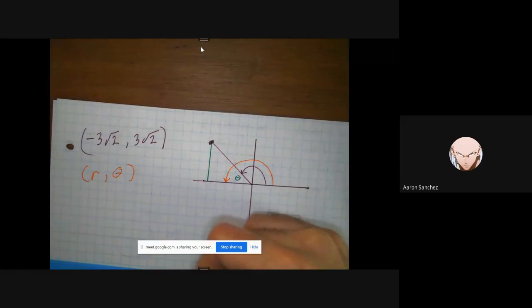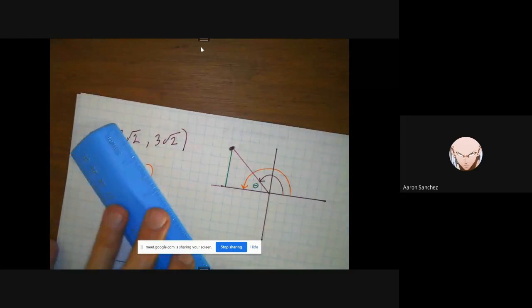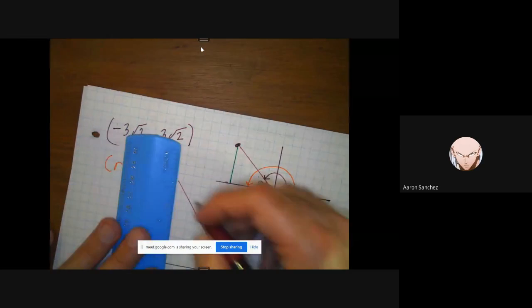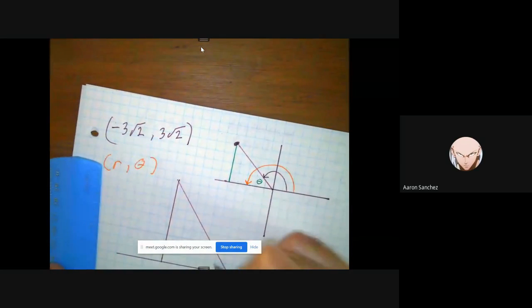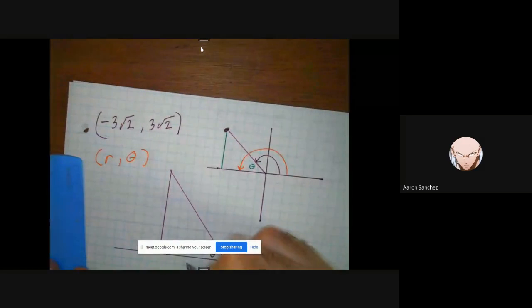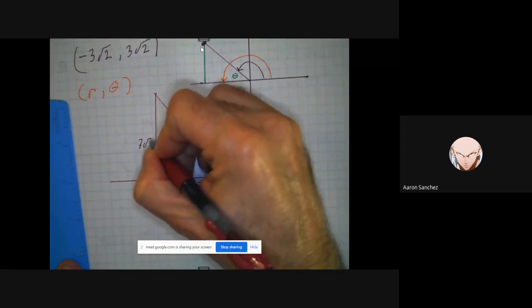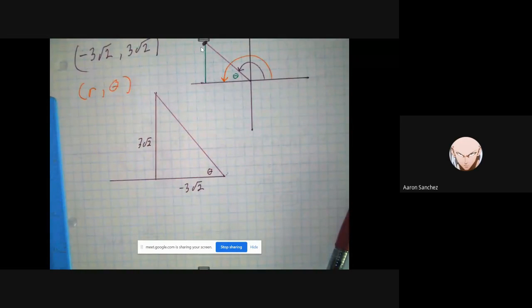Actually, I'm going to check to see if you guys have answers. Let's take a look. I'm going to start drawing the triangle, though. So there's theta. There's 3 root... this is actually negative 3 root 2. Whoops, there you go. And here is 3 root 2. Solve for theta. I made it a little bit bigger, and I'm going to check to see what you guys got.